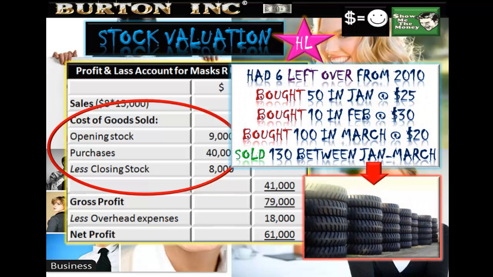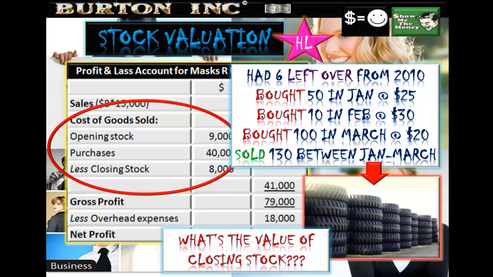Let's have a look at an example. We've got a tyre company, a tyre retailer perhaps. They had 6 tyres left over from 2010. They bought 50 in January of 2011 at $25 each, another 10 in February at $30, and 100 in March at $20, and they sold 130 tyres between January and March. We need to work out the value of the closing stock.